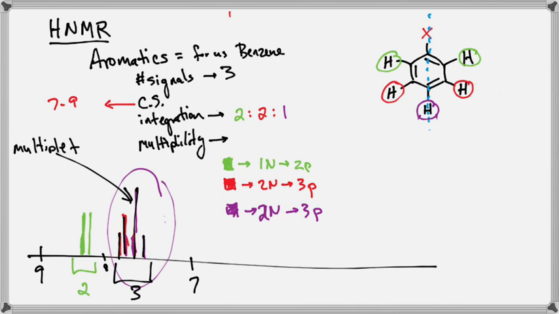The integration information says 2 and 3, which means I've got 5 hydrogens on my aromatic ring, which means I've got a ring with 1 substituent on it. Okay, I've got 2 signals. One of them is a 2, one of them is a 3. The one that's a 2 has clearly 2 neighbors. Yep, that makes sense. The one that's a 3, oh, it's ugly.